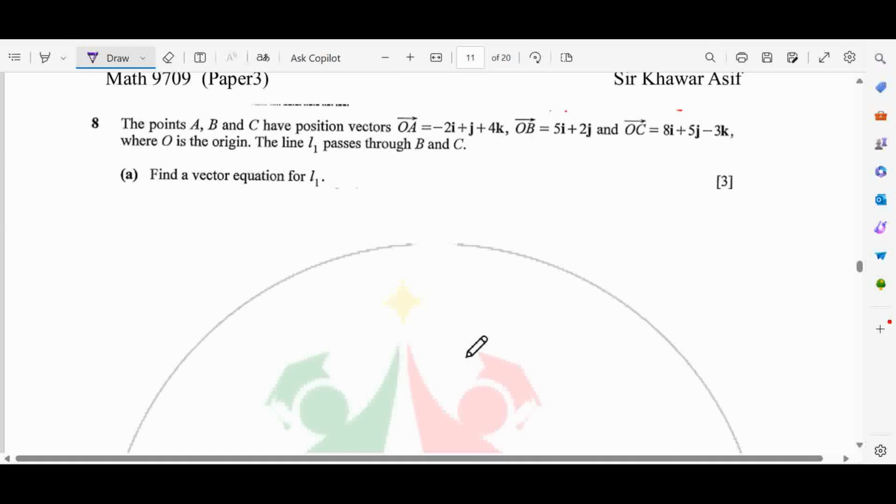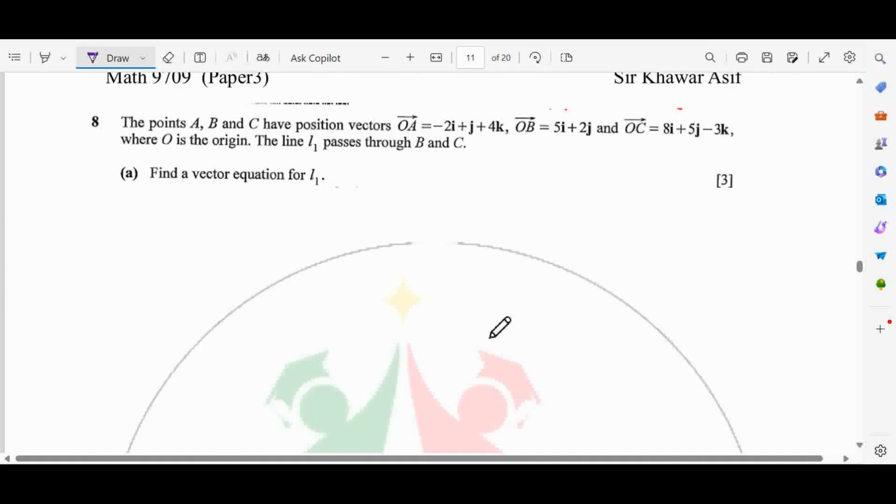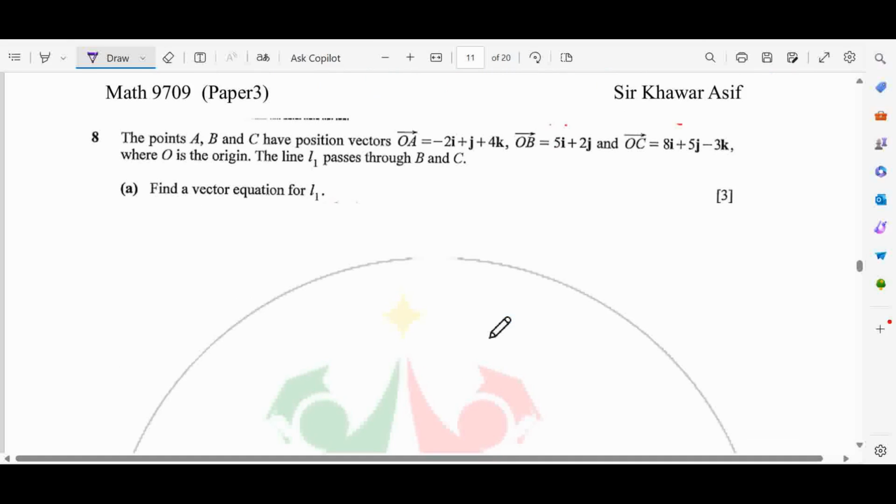Let's move to the next question, question number 8. I think that is it for today. In the next class, we will discuss the remaining questions from question number 8 till the last one.